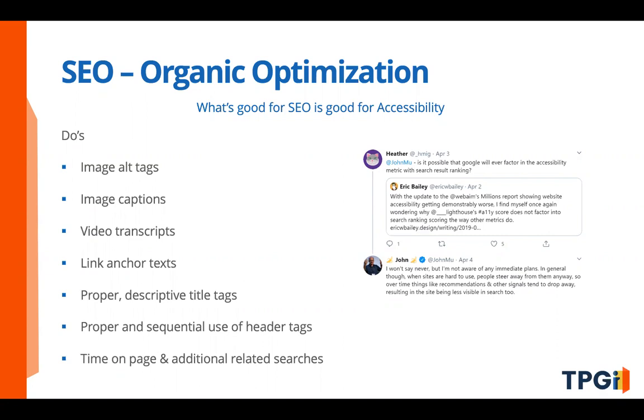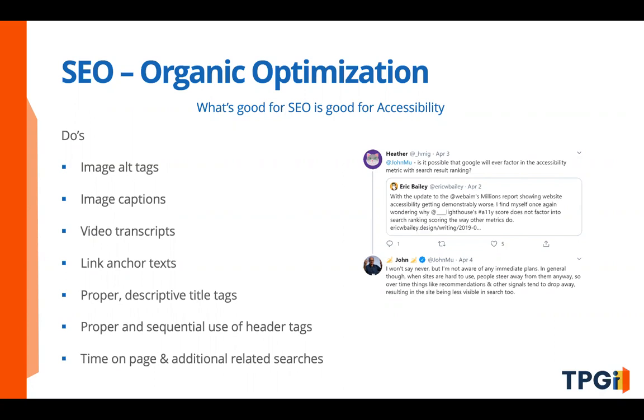So on screen, there's a screenshot from a tweet last year to the search advocate of Google, John Mueller. The question is, is it possible that Google will ever factor in the accessibility metric with search results ranking? And John responded, I won't say never, but I'm not aware of any immediate plans. In general though, when sites are hard to use, people stray away from them anyway.